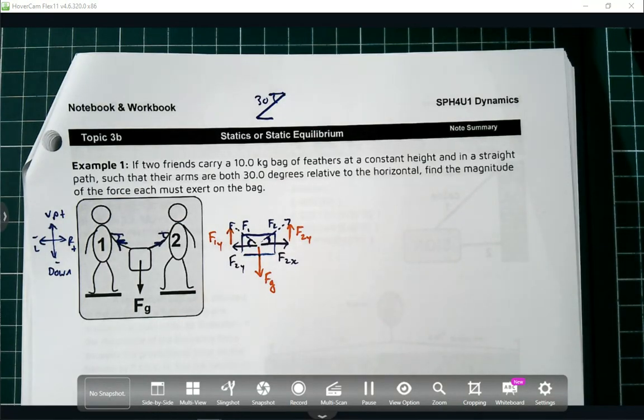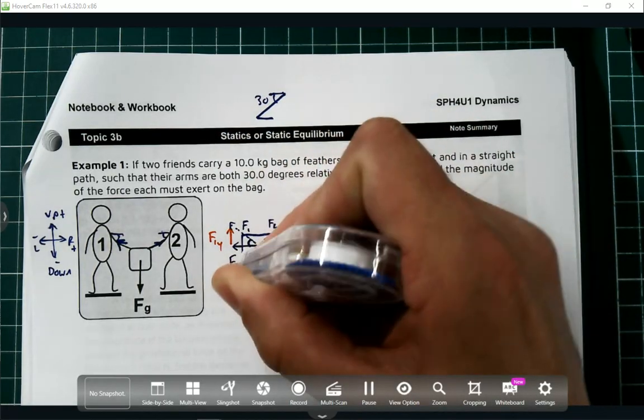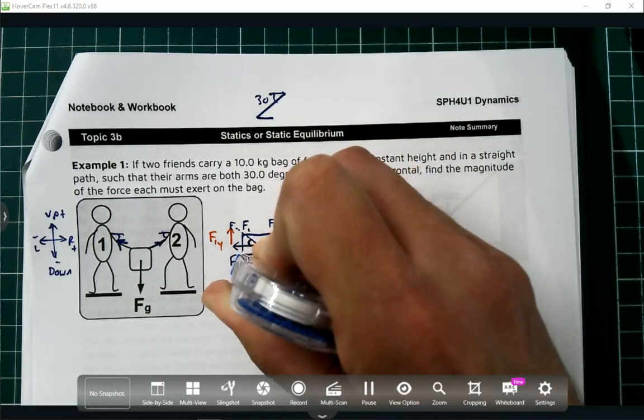Don't you mean F1x instead of F2y? Oh my gosh, thank you, you're right. This isn't F2y, that's F1x.